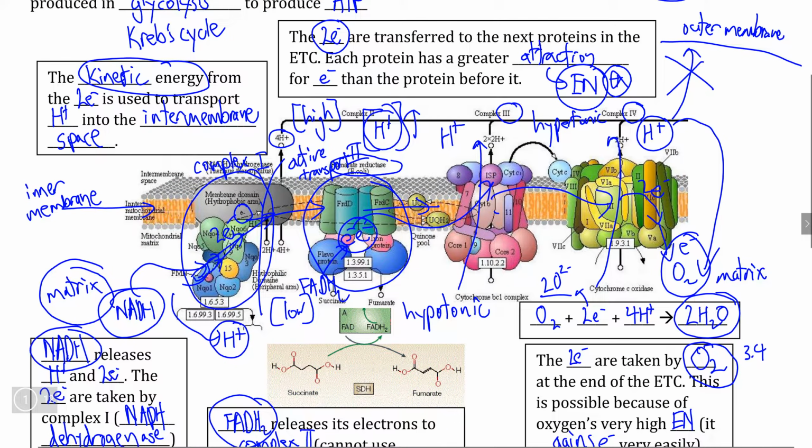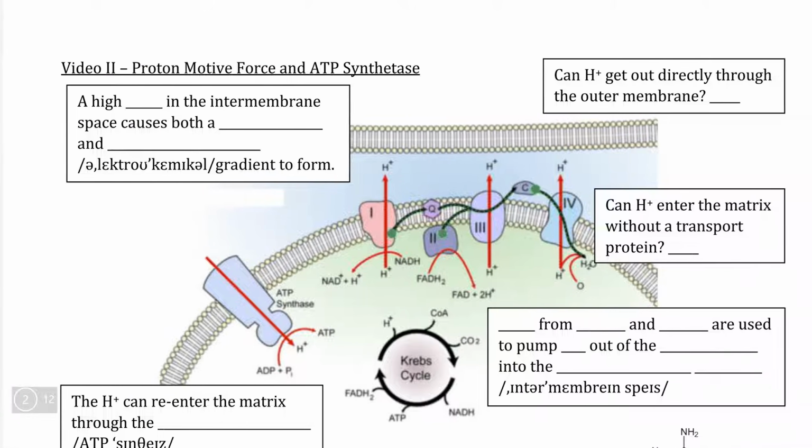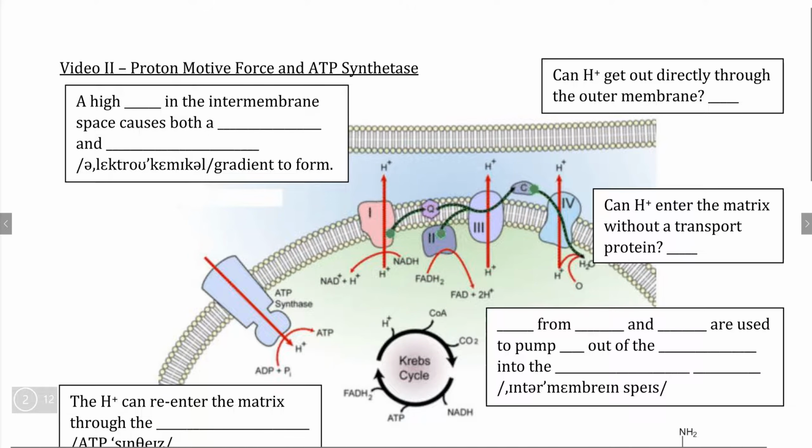Now that we've explored the literal electron transport chain in great detail, the next video will look at the fate of H+ in the intermembrane space and how that is used to create ATP.